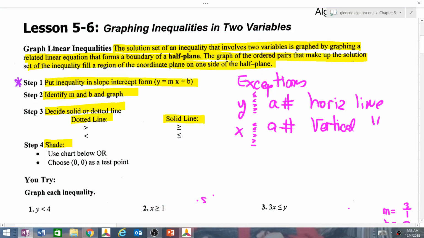Good morning and welcome to lesson 5.6. This is an exciting day for all of you because this is the last lesson of the quarter and it's also the last lesson of the semester. So yay for us. Lesson 5.6, graphing inequalities in two variables.